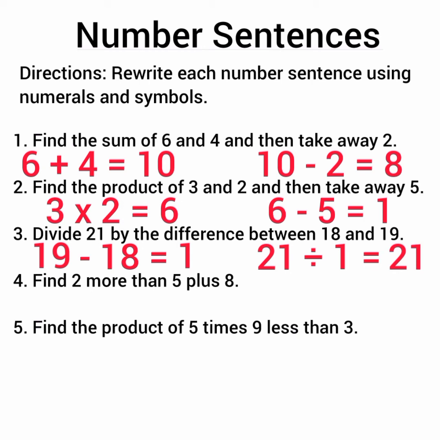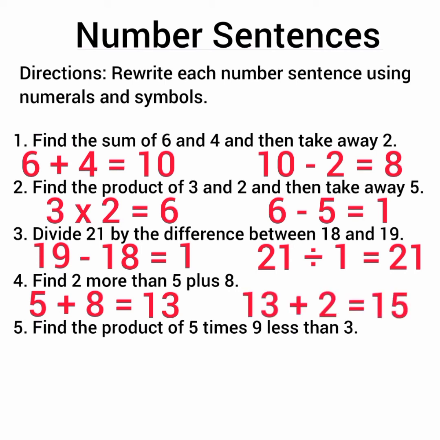And again, similar to number 3, it's not quite following the order. So in order to find 2 more, you're going to have to add 5 plus 8. Now this one you can write in the way it looks here because it's addition. So you're going to write 5 plus 8, which equals 13. Now that we have 13, we're going to find 2 more, which is basically 13 plus 2, which equals 15. And that's your answer for number 4.